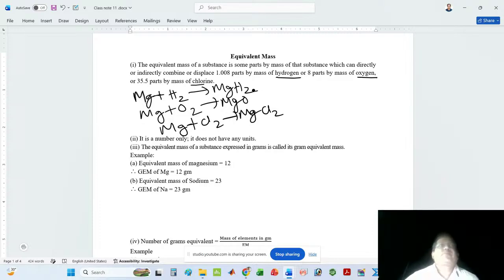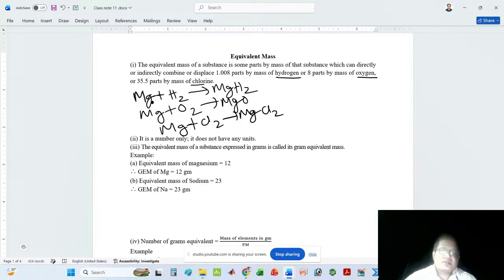Because generally we find substances maximally as hydride, oxide, or chloride. All compounds are generally related to hydride, oxide, and chloride. That's why we compare with hydrogen, oxygen, and chlorine for the calculation of the equivalent mass. Here is the question.